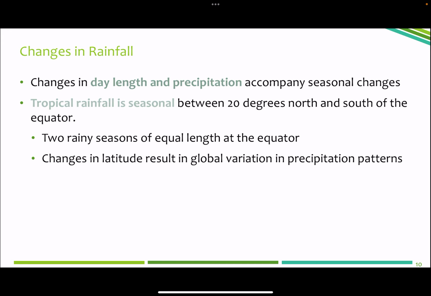So at the tropics along the equator, their rainfall is seasonal. They have 2 rainy seasons of equal length at the equator. What this essentially means is it's the rainy season all year round. But moving away from the equatorial regions, we start to see regional patterns in global variation of precipitation. So some of this is affected by the overall global patterns, and others are affected by regional seasons, regional topography, etc.